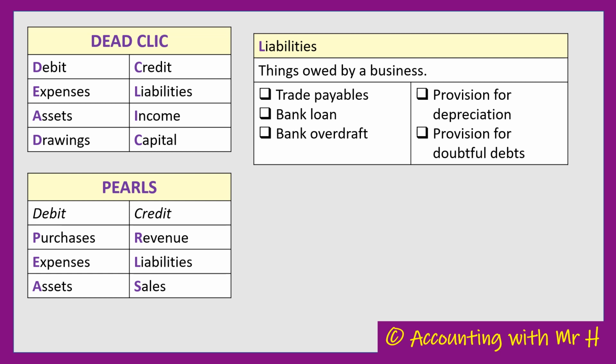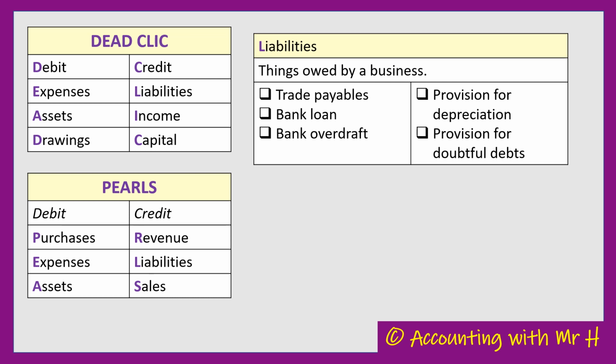We have liabilities, so these are effectively the opposite of assets, and simply put, these are the things that are owed by a business. So on the left, you can see there, maybe we've got trade payables that we owe money to, a bank loan, a bank overdraft.